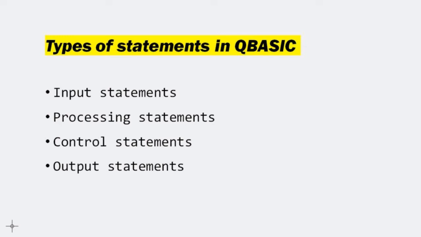Types of statements in QBasic. Input statements. These are used to get input from the user. Processing statements. These instruct the computer to evaluate the given expression. Control statements. These statements are used to transfer the control. Output statements. These statements are used to print the result.